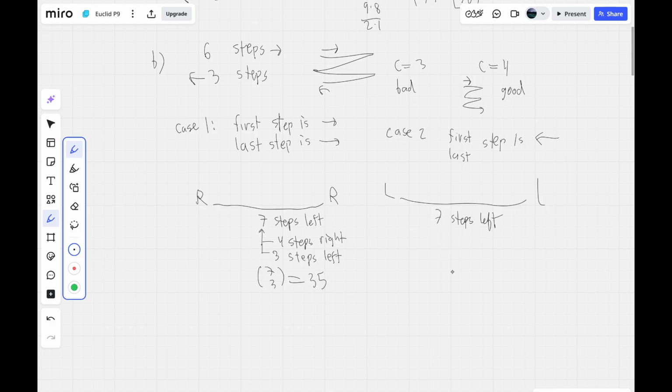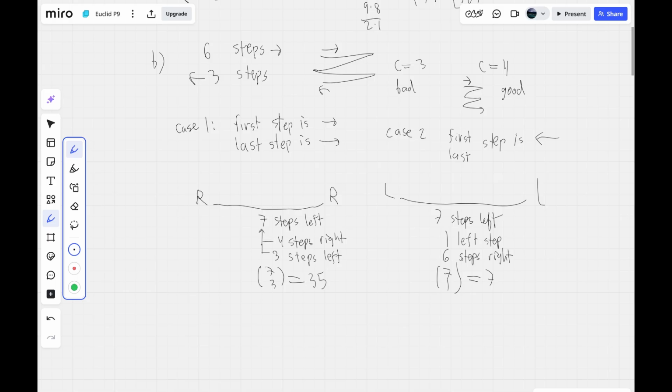And of the 7 steps, 1 is to the left because there are 3 in total to the left, and you've already used 2 left steps here, so there's 1 remaining left step. And 6 steps are to the right. So we can do the same thing as we have done in part A and the last case. Of the 7, 1 must be to the left, so it's either 7 choose 1 or you can do 7 choose 6. Both give the same value of 7.